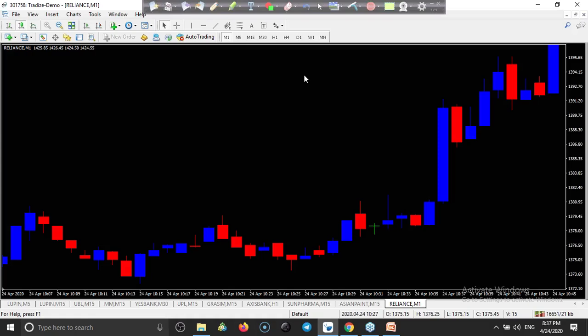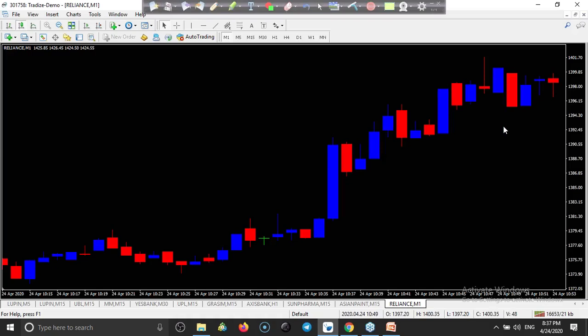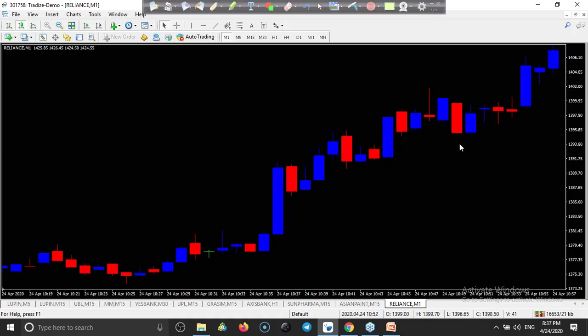So here you can see they continued toward the upside, and I can see most of the people are placing sell orders on seeing this one. Have you seen it? Most of the people are done. It is against the trend. Have you seen it? I told you, against the trend.